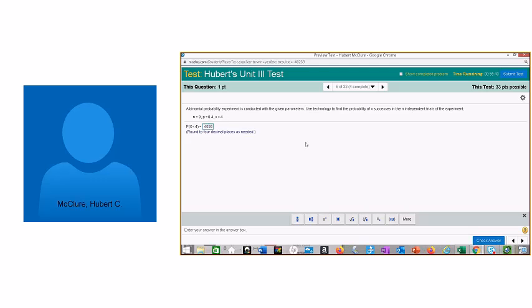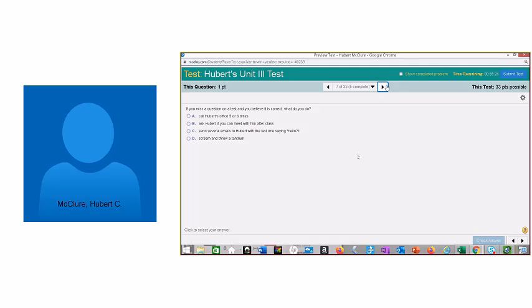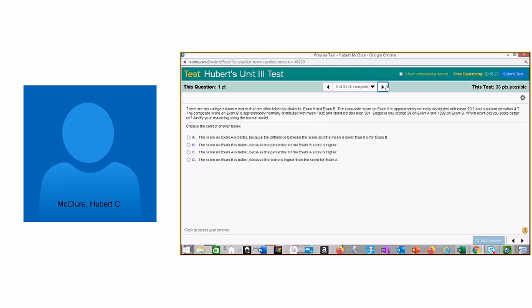Now we have gone over just about all the questions that make up this test, especially the normal distribution. I don't think we've covered a uniform, so I'll see if we can find one. Okay, I'm going to show you this one. There are 2 college entrance exams that are often taken by students, Exam A and Exam B. The composite score on Exam A is approximately normally distributed. We'll do this one because it's a little different from the questions we've done so far.